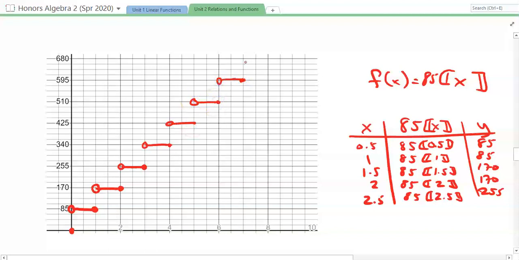Now again, if we have domain restrictions, so let's say we can max out at 4 hours, we would not show more than 4 hours on this graph. But again, whatever the graph gives you, do as much as you can, okay?